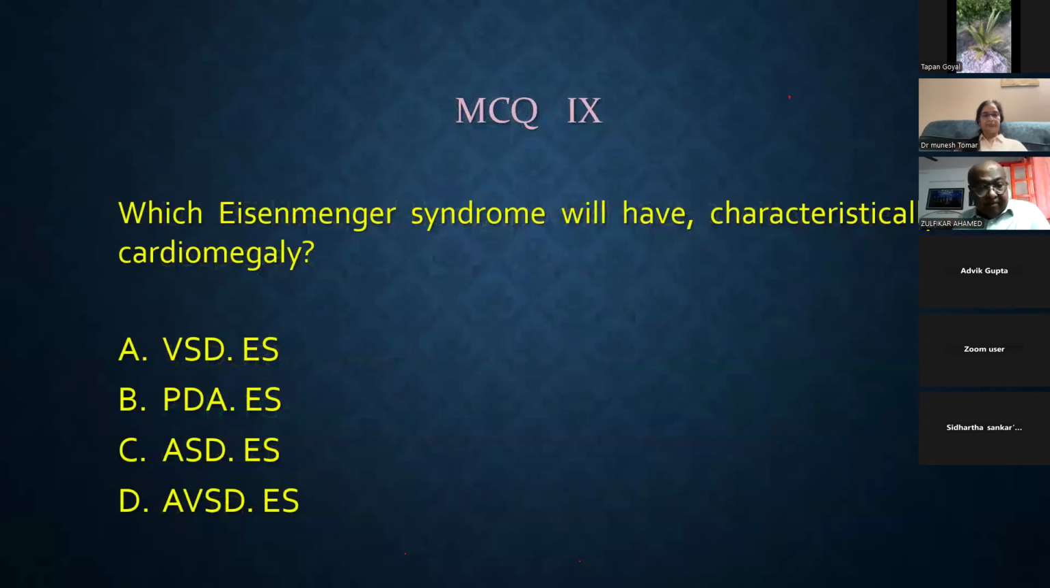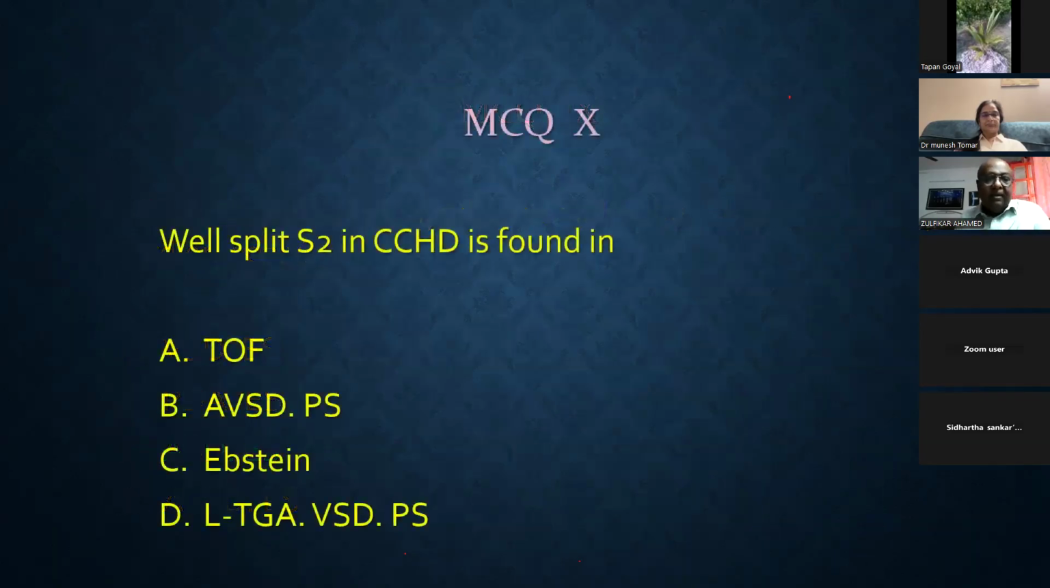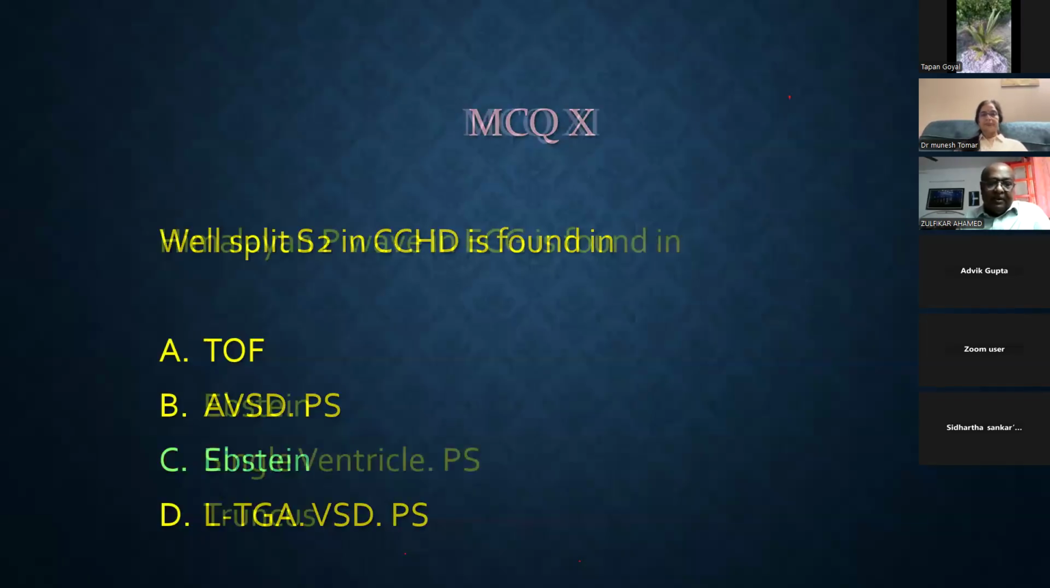Then this is very important, as I showed you the X-ray, Eisenmenger syndrome will have a cardiomegaly. Usually they will not have cardiomegaly, but they will have cardiomegaly in ASD Eisenmenger. And well-split second sound is classically found in Epstein anomaly. It is also found in TAPVC and single atrium. These are the three important cyanotic congenital heart disease, which will have a well-split second sound.